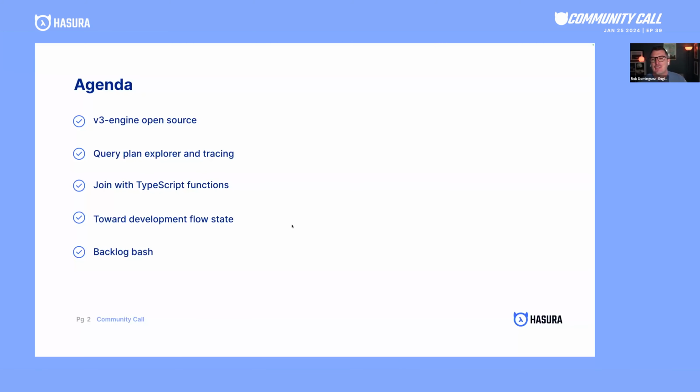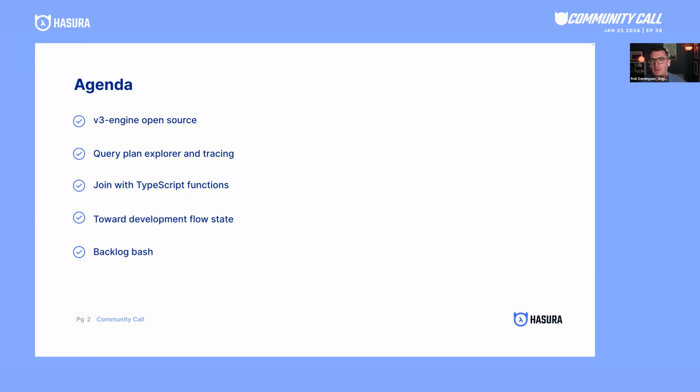Here's our agenda for today. We're going to be taking a look at just a few things. To begin with, we are going to talk about a big announcement, which is V3 engine open sourcing. And Tristan, who's up there with me, will be talking a lot about that. Additionally, we're going to talk about query plane exporter and tracing. So we'll look at some ways of being able to diagnose bottlenecks that happen for any type of query execution that you have.